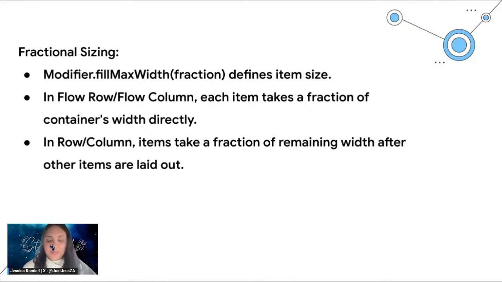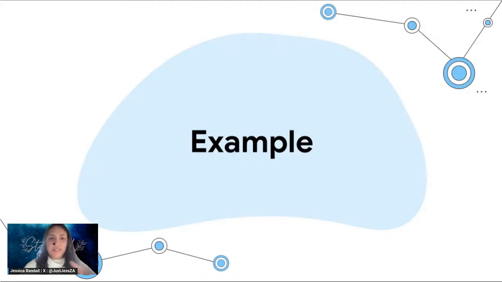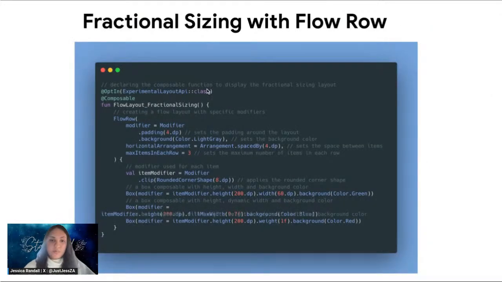So we're going to dive into the code snippets with examples. I did a fractional sizing with FlowRow. I don't know if this is a lot of code, but we'll break it down. We declare a composable function to display the fractional sizing layout. I called it FlowLayoutFractionalSizing. And then we create a flow layout with specific modifiers. These are all the things that I wanted specifically for this flow layout.